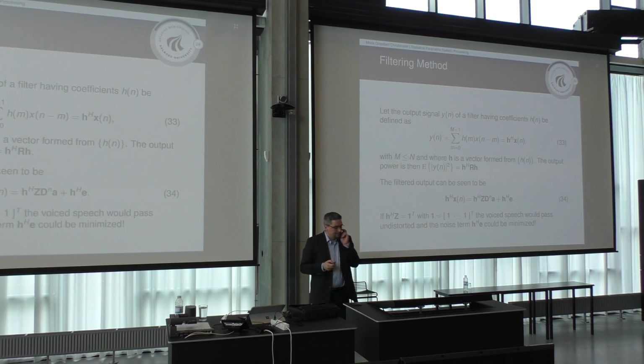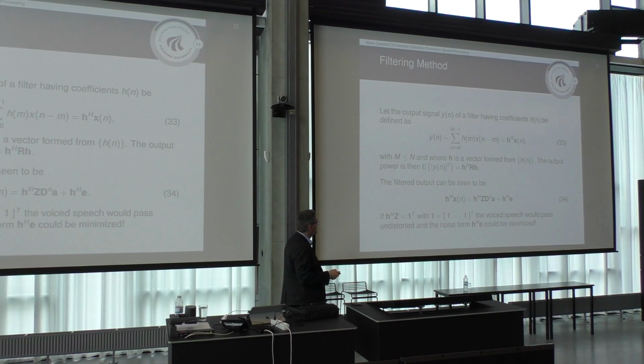We can also go differently about this problem. We can say, well, we'd like to filter our observed signal here to form Y by a filter having impulse response h here, and we can write that in matrix notation like that. And we can then also see that the output power of the filter is given by h Hermitian transpose times R times h. Then if we apply the filter to our model, we get something like this, and from this we can make some observations.